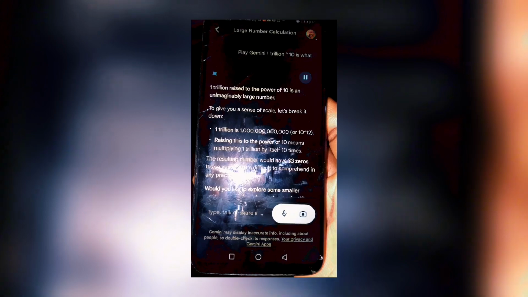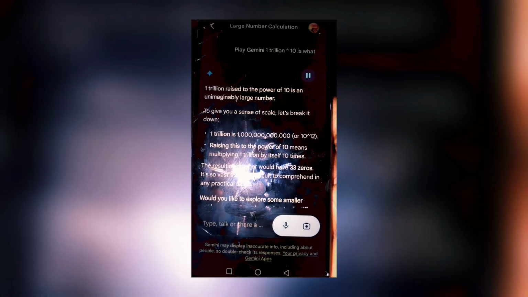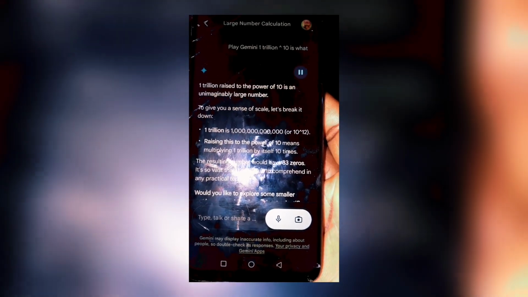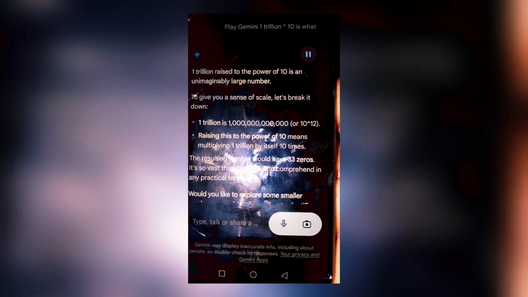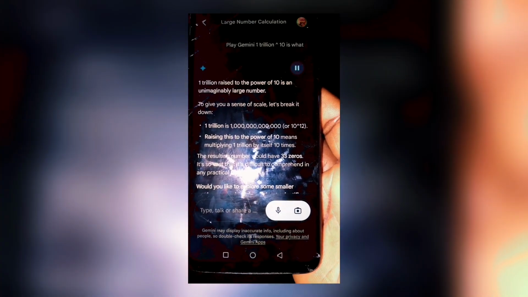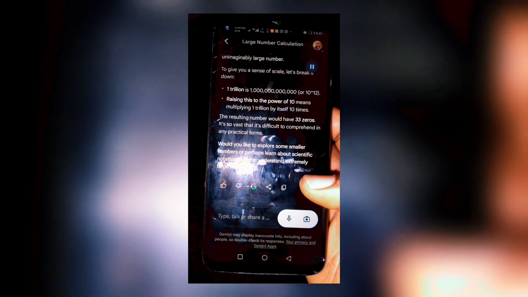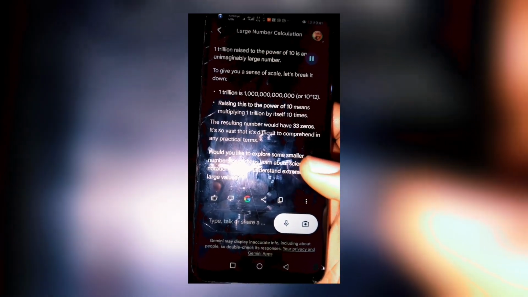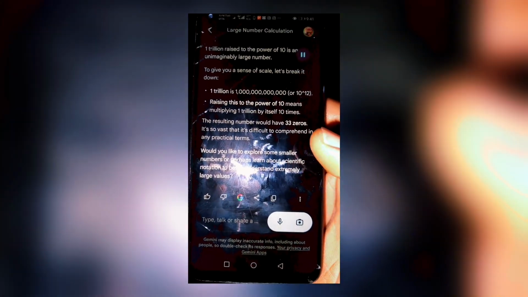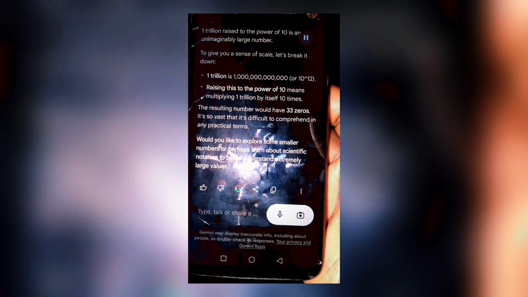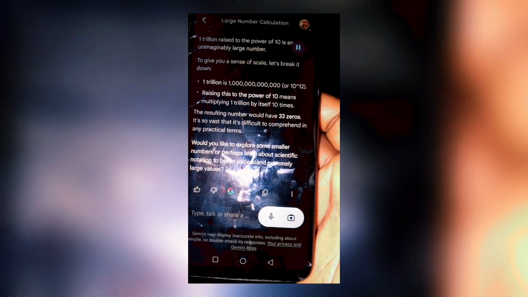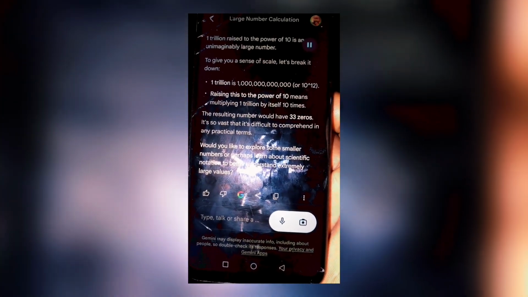1 trillion raised to the power of 10 is an unimaginably large number. To give you a sense of scale, let's break it down. 1 trillion is 1 trillion, or 10 to the power of 12. Raising this to the power of 10 means multiplying 1 trillion by itself 10 times. The resulting number would have 33 zeros. It's so vast that it's difficult to comprehend in any practical terms.